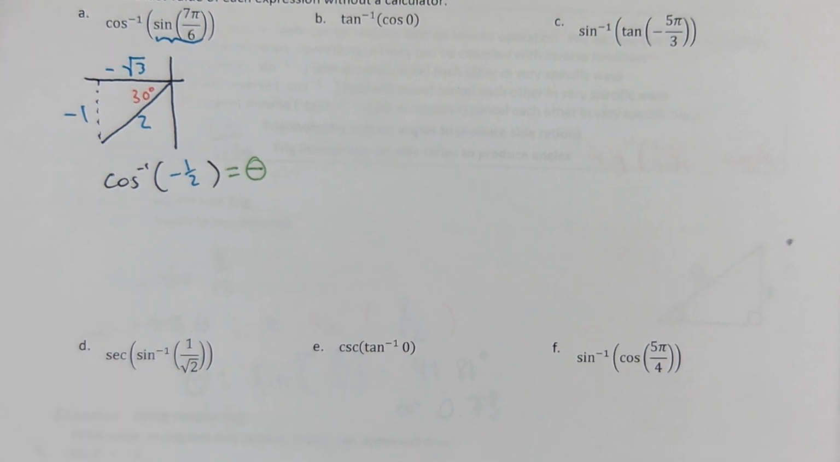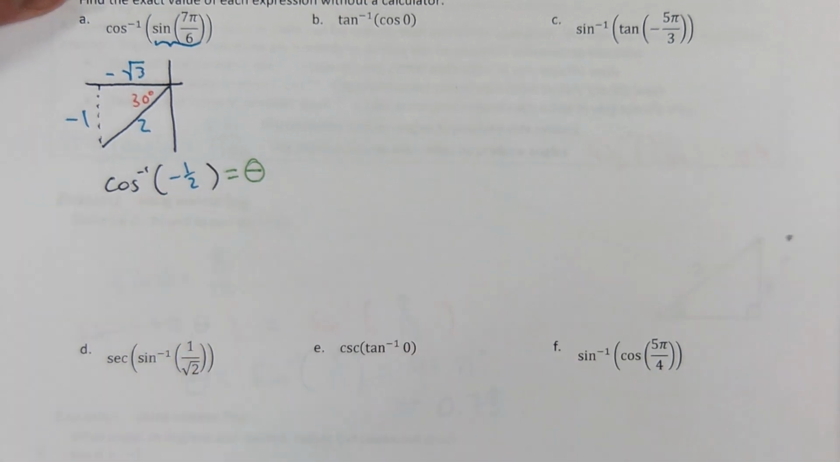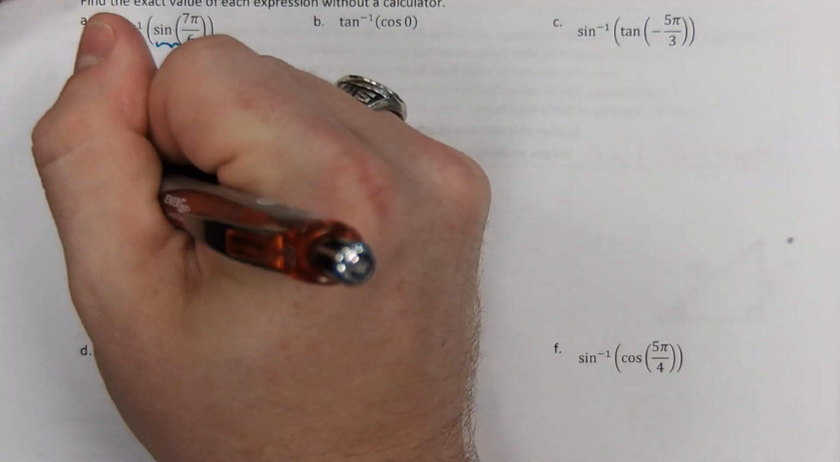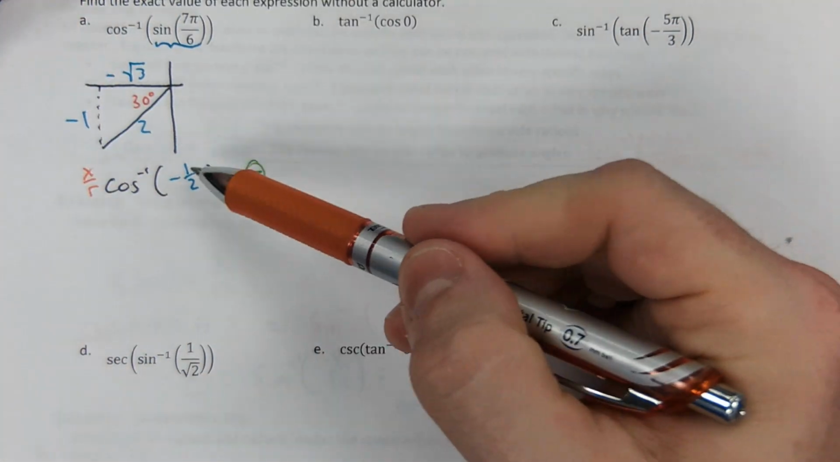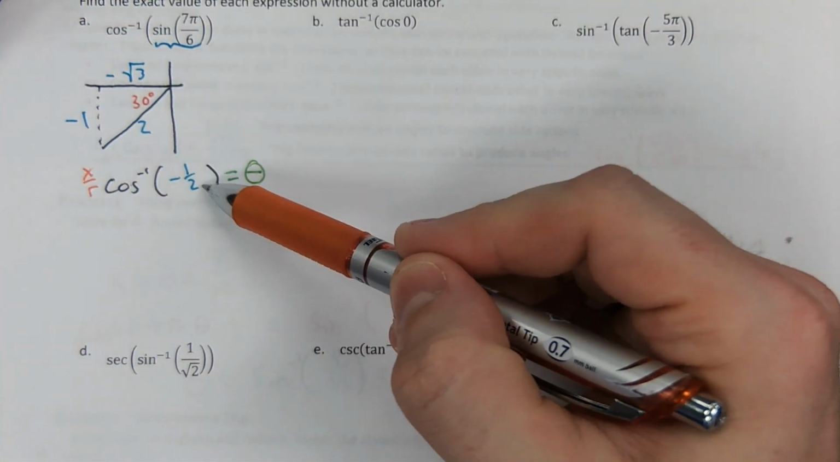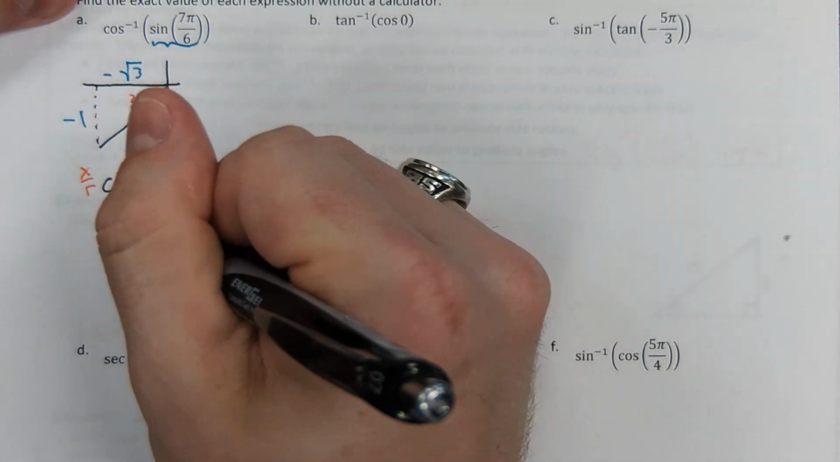Quadrant 2. So I'm going to draw quadrant 2 now. Cosine uses side lengths x over r. That means this is an x, this is an r in quadrant 2.